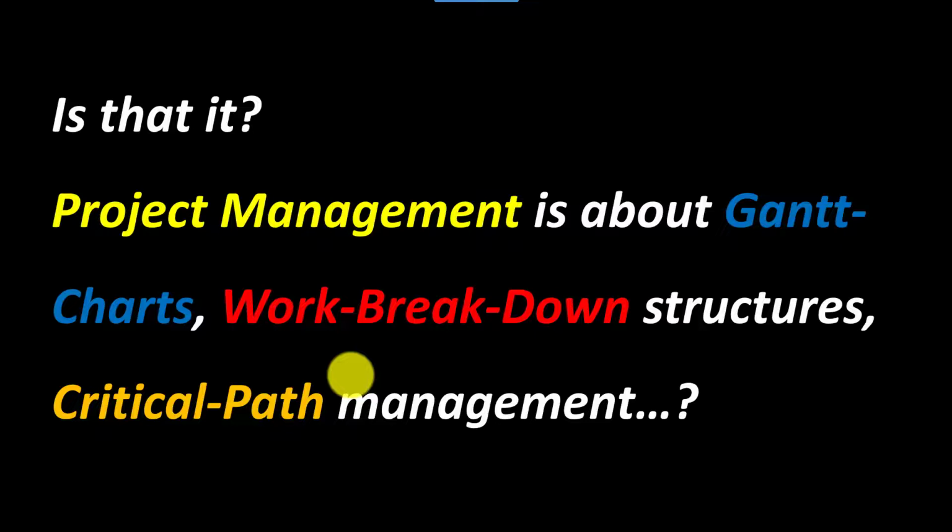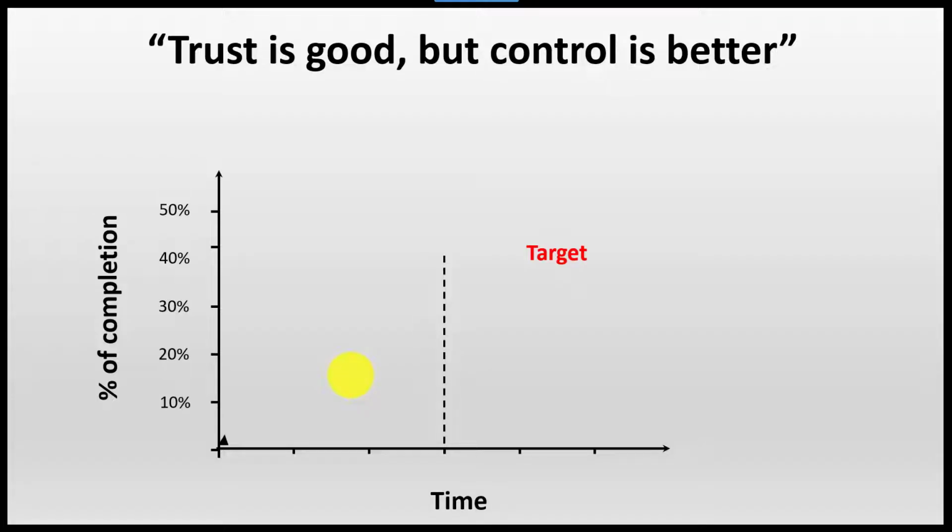But is that it? Is project management about Gantt charts and work breakdown and the critical path? Well, not really. There is still a lot to see. Just to show you, and this is really the last element, what you want to ensure is that you achieve your goals, your targets. And one way to do that is by monitoring your performance. And hey, trust is good, but control is better, I heard once.